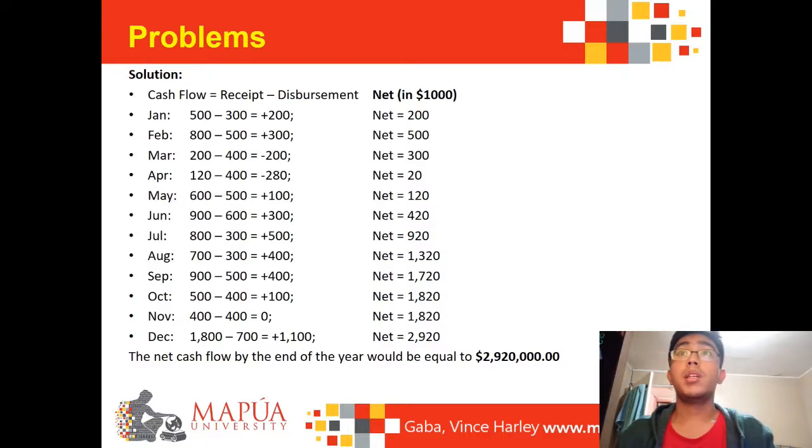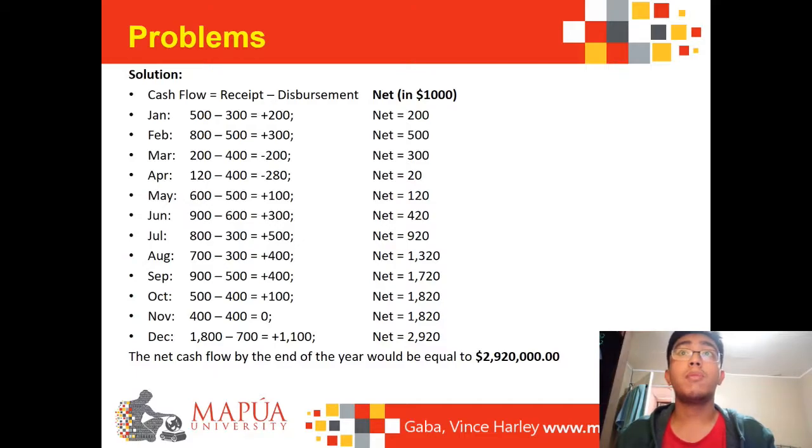So the cash flow will be equal to the receipt minus disbursement, because the receipt will be what we call the cash in, while disbursements will be the cash out. For January, it will be 500 minus 300, which will be equivalent to a positive 200 cash flow. For February, it will be 800 minus 500, which will be equal to a positive 300 cash flow, which will give us a total net of 500.